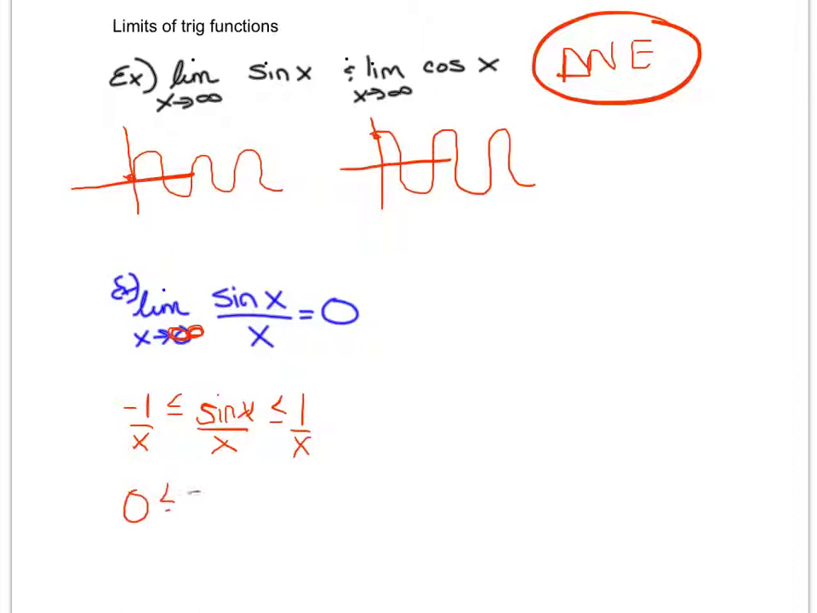I don't know what sine of x over x is. That's what I'm trying to prove. If I take the limit as x approaches infinity of 1 over x, I'll have 1 divided by huge numbers, which I know is going to be 0. So that is where this comes from.